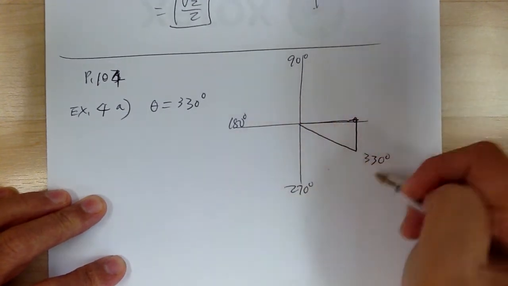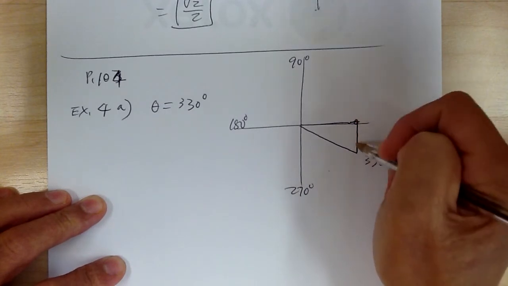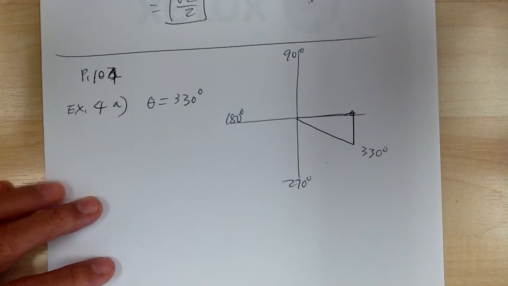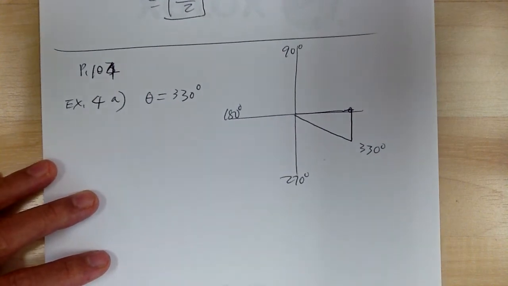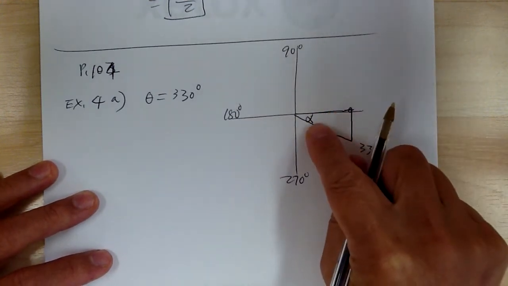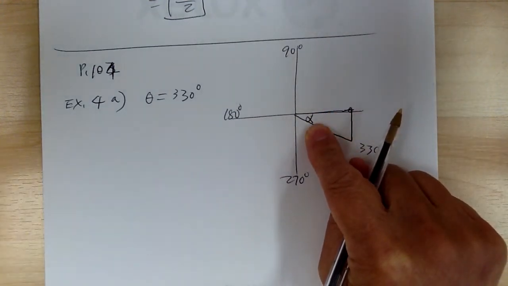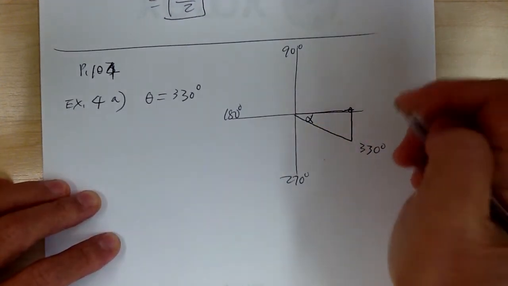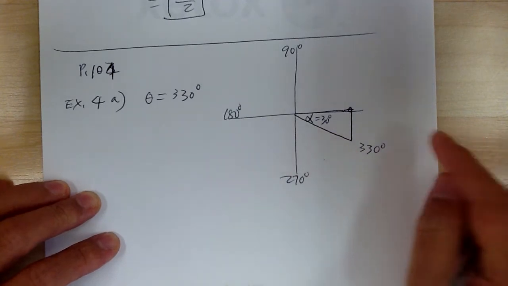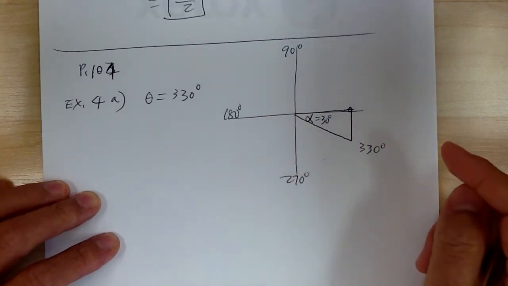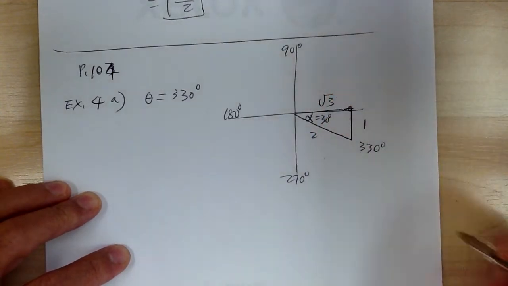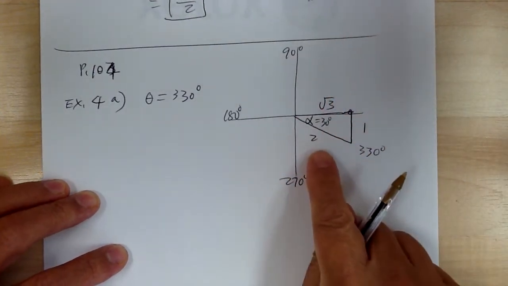You always draw up and down, never go sideways, always go up and down. The triangle that you draw is called a reference triangle. And the angle inside here is alpha. This is called your reference angle, and it's always positive. In this case, this would be equal to 30. So your reference angle is 30 degrees. Again, this is your 30-60 special triangle. So this would be 1, 2, square root of 3. Again, that's your 30-60 special triangle.